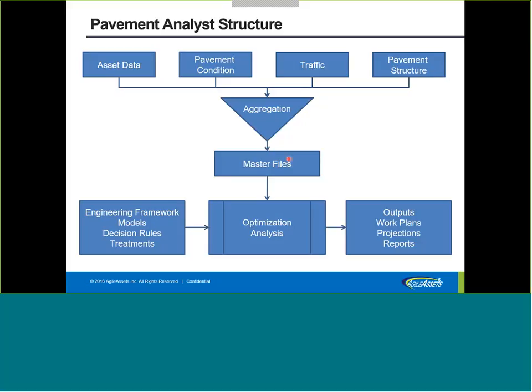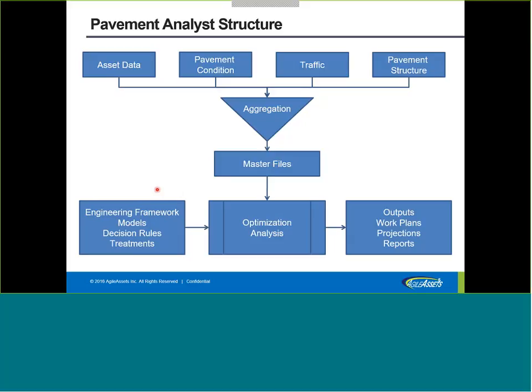That master file is the primary feeder of the optimization analysis in the system. And it is the beginning of the analysis portions of the software. Another portion of the analysis that's there is what we would call the engineering framework. The engineering framework is a configurable subsystem in the software that allows you to create performance models, decision rules and decision trees.